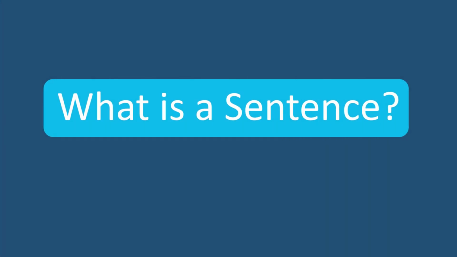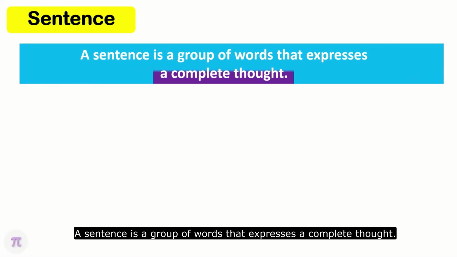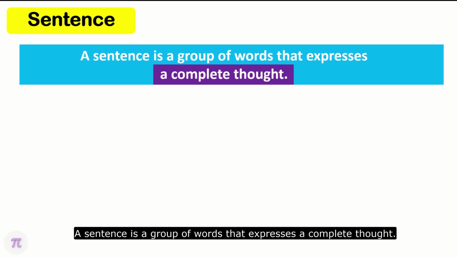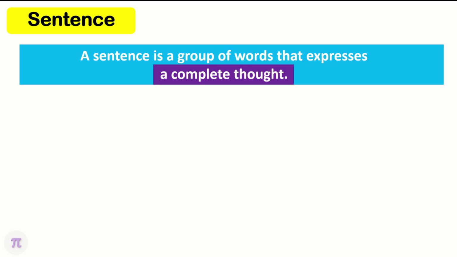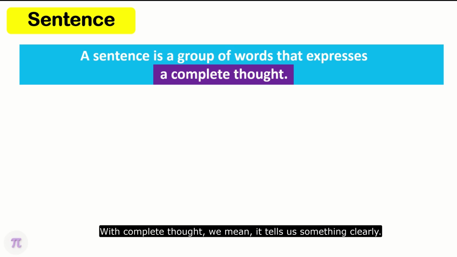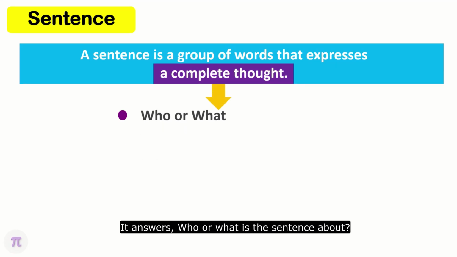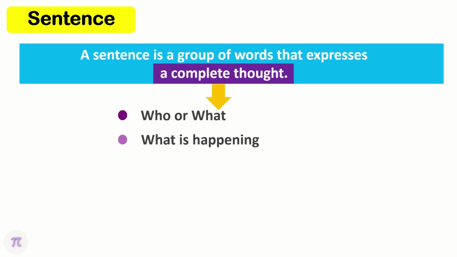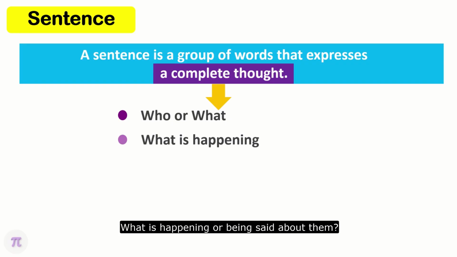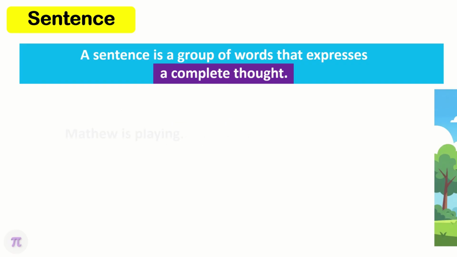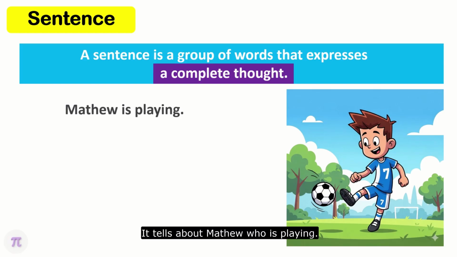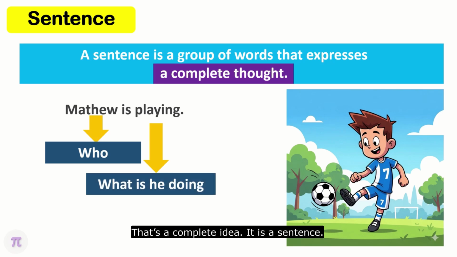What is a sentence in English grammar? A sentence is a group of words that expresses a complete thought. With complete thought, we mean it tells us something clearly. It answers who or what the sentence is about, and what is happening or being said about them. Matthew is playing. It tells about Matthew, who is playing. That's a complete idea. It is a sentence.